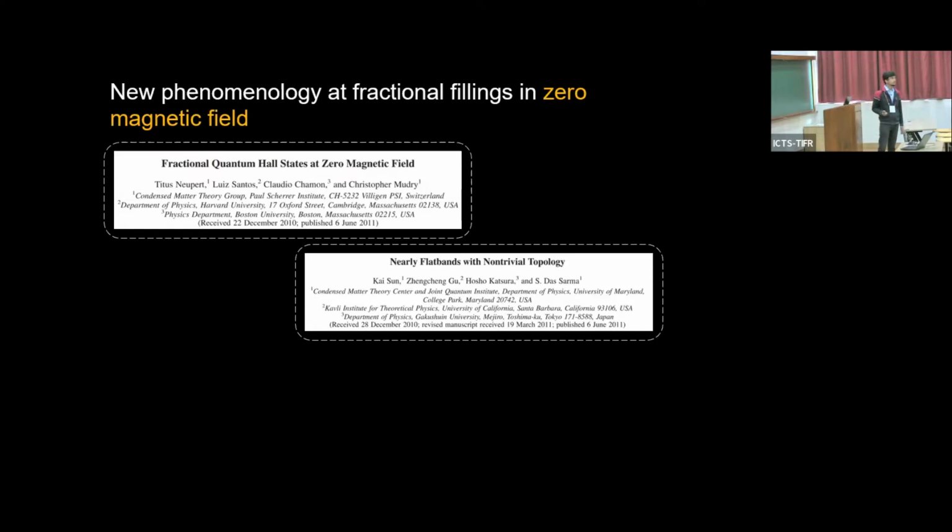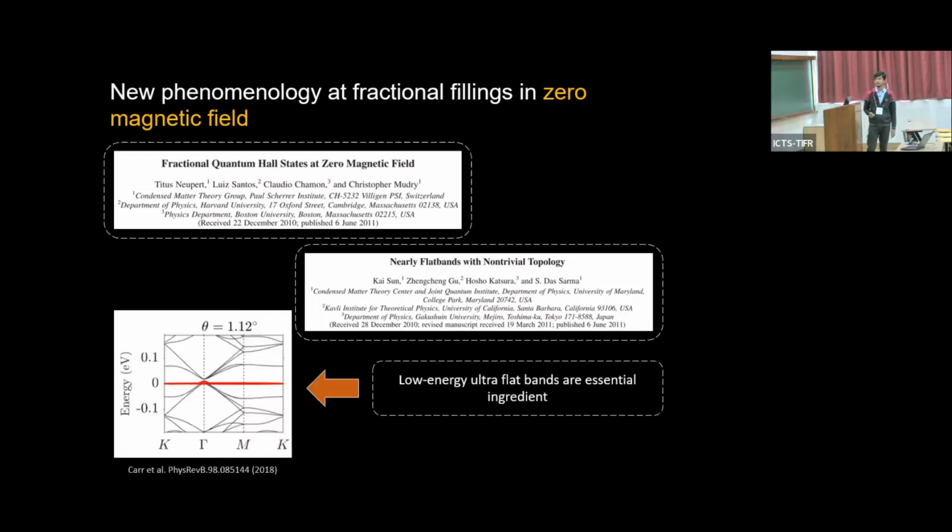It is more challenging to realize these states experimentally because, for example, if you want to observe the fractional quantum Hall effect, you need to apply a large magnetic field. But when you have a flat band in the system, you can see all these states at fractional filling, even at zero magnetic field. So twisted bilayer graphene is probably the best platform to study all these correlated states, because it has this ultra low energy flat band.